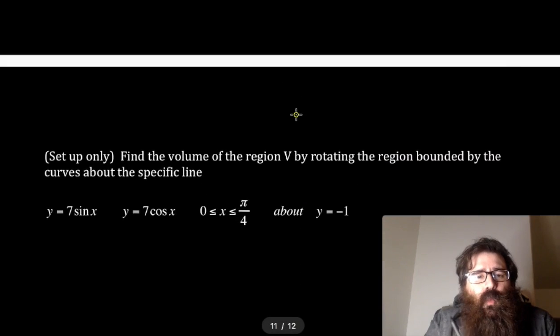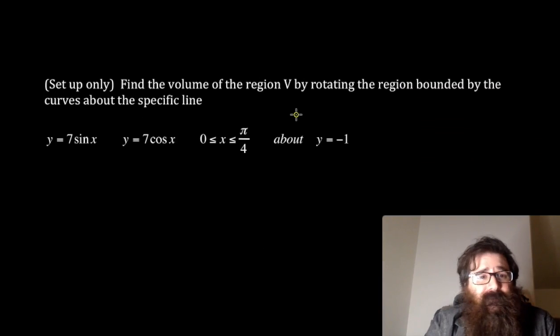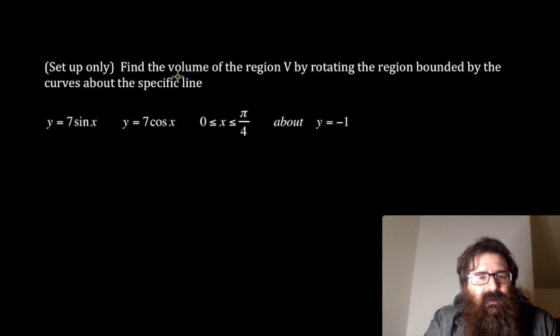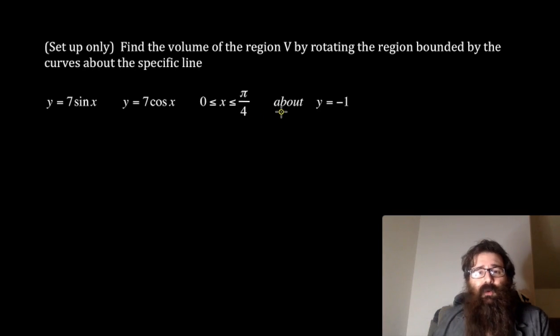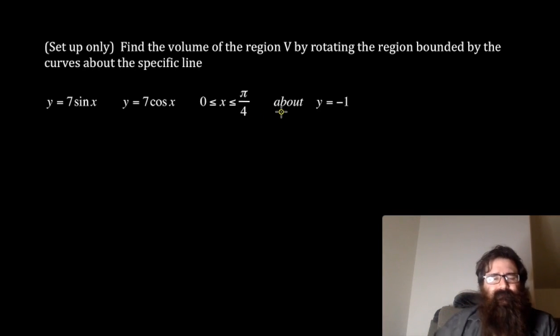We're going to take a look at one more example, and this is just the setup only, and that's going to be it for this session. So I want to find the volume by rotating the region bounded by, here I have curves, y equals 7 sine of x, y equals 7 cosine of x, and this is bounded from 0 to pi over 4 in the x direction. We're rotating about y equals -1.